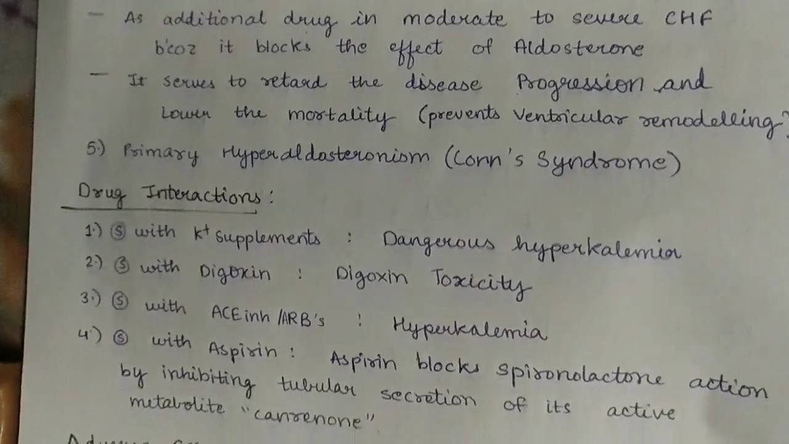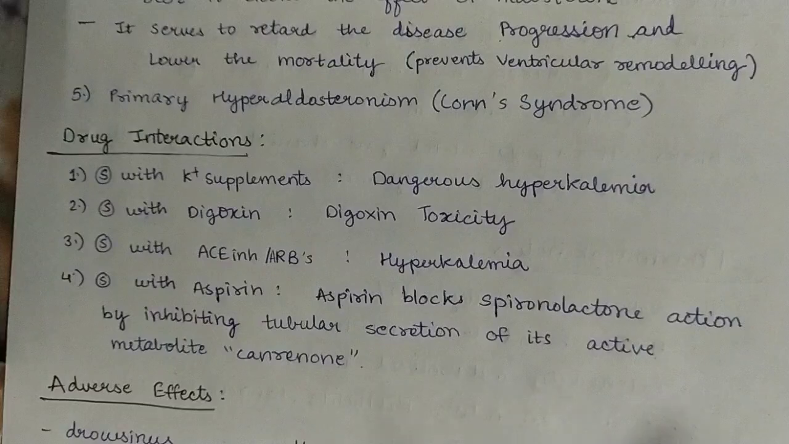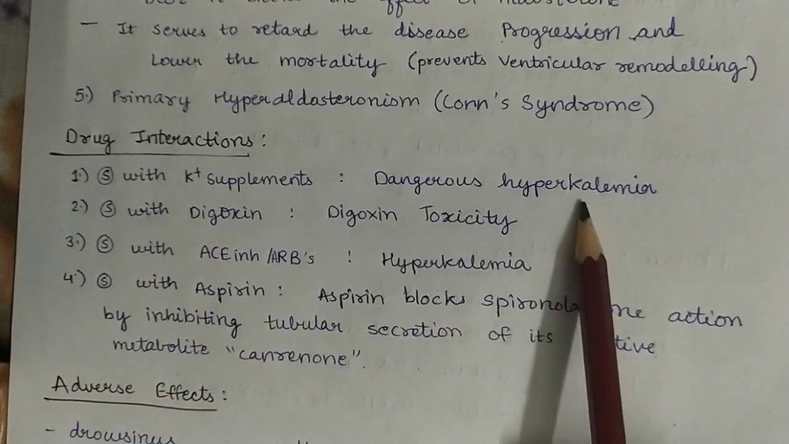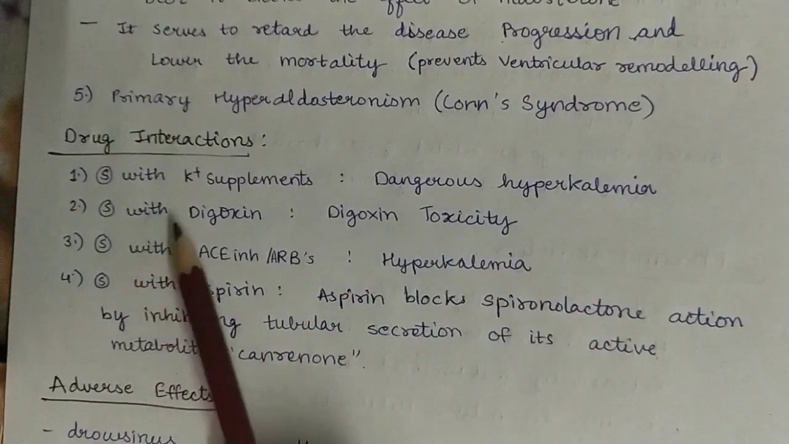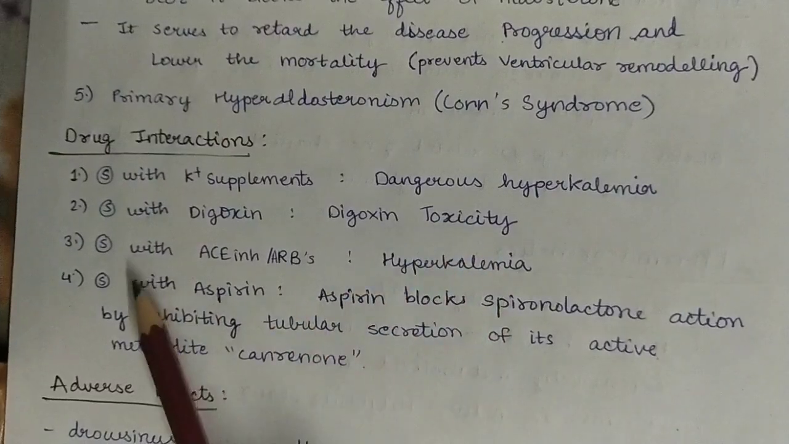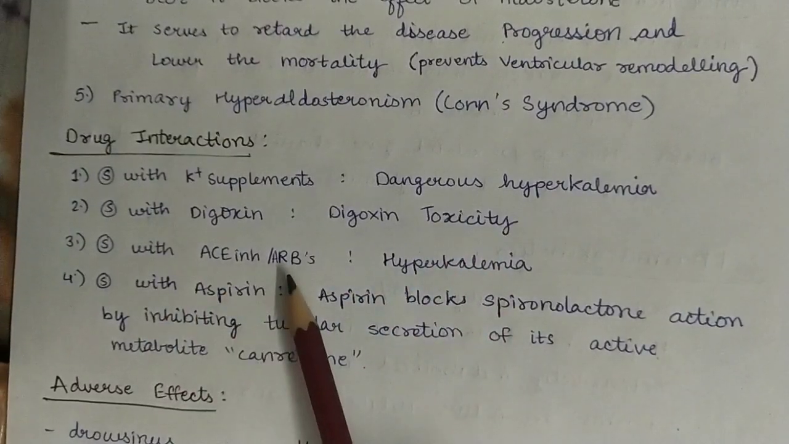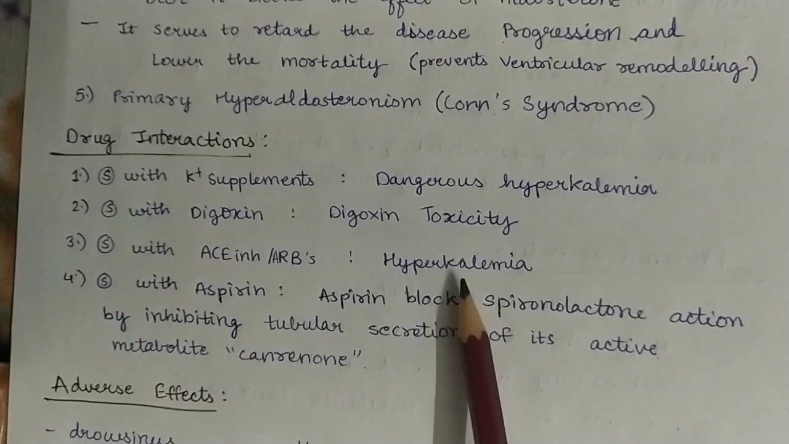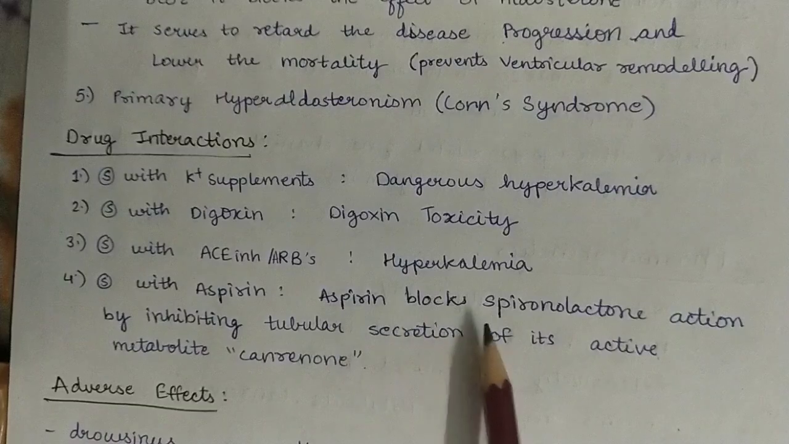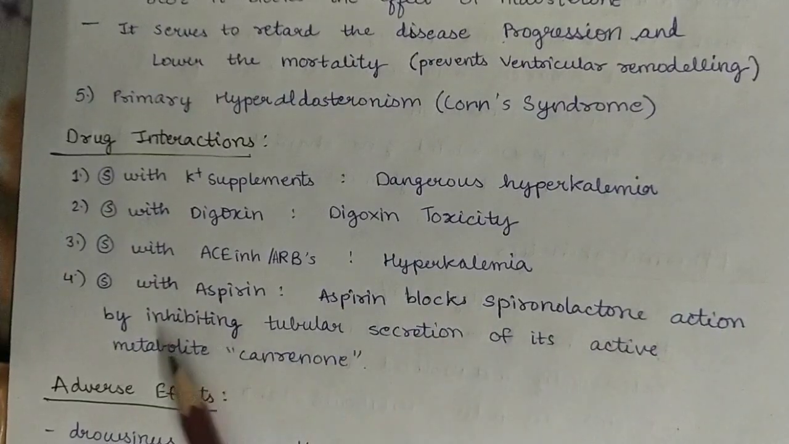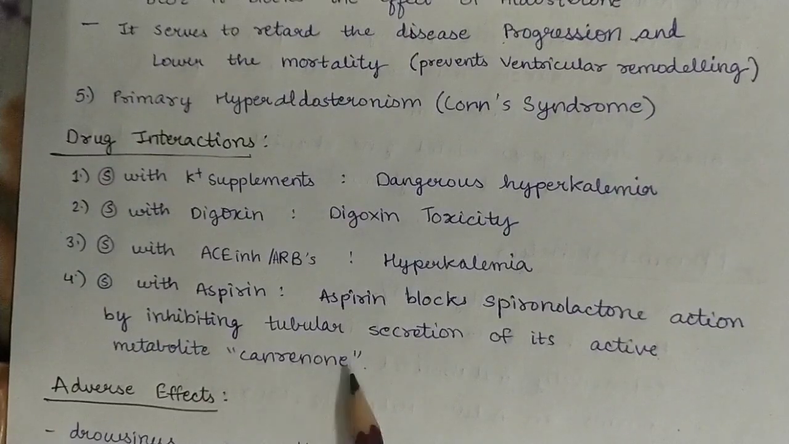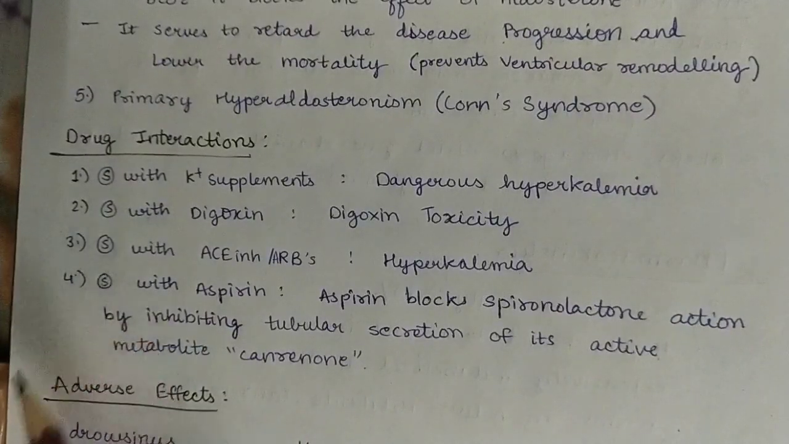Now, we will see some drug-drug interactions. First, spironolactone with potassium supplements. Dangerous hyperkalemia can occur. Spironolactone with digoxin. Digoxin toxicity is enhanced. Spironolactone with ACE inhibitors or ARBs, hyperkalemia occurs. Spironolactone with aspirin, as aspirin blocks the spironolactone action by inhibiting the tubular secretion of its active metabolite, that is canrenone, and hence decreases its action.